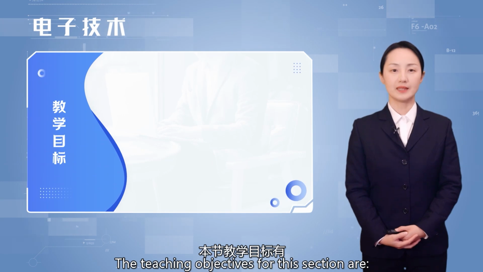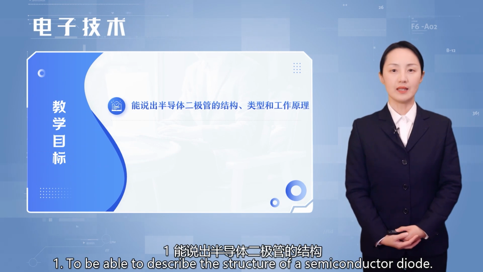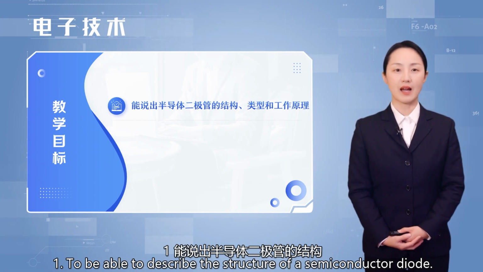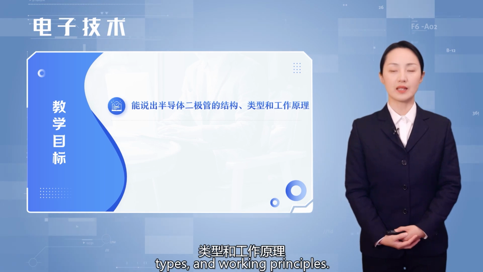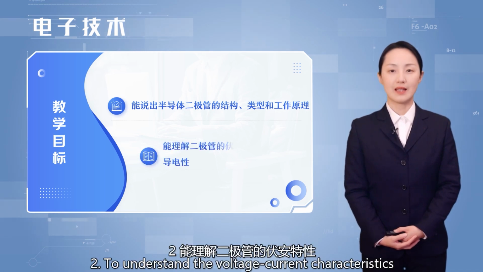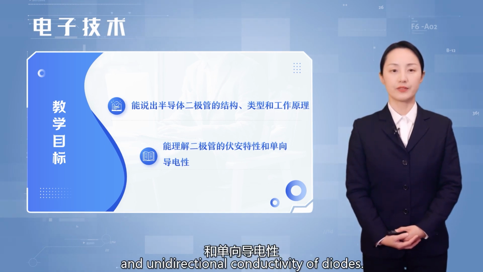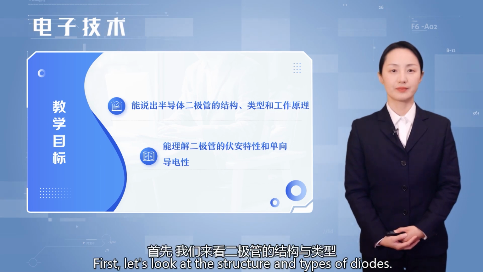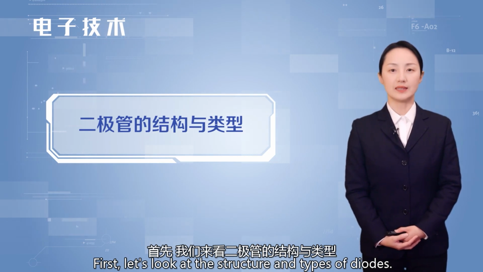The teaching objectives for this section are: first, to be able to describe the structure of a semiconductor diode, types, and working principles. Second, to understand the voltage current characteristics and unidirectional conductivity of diodes. First, let's look at the structure and types of diodes.